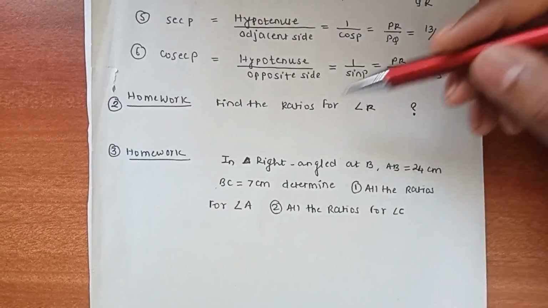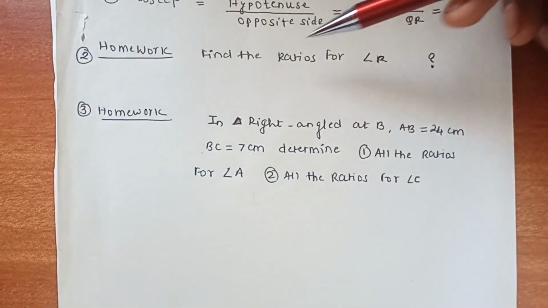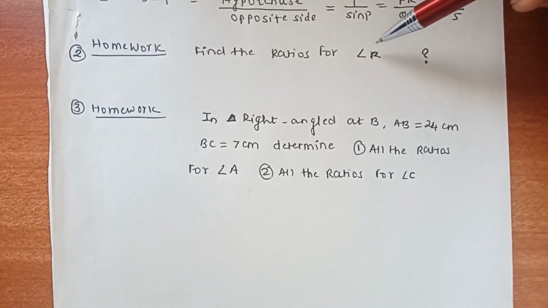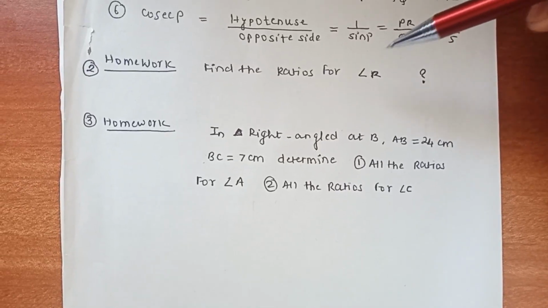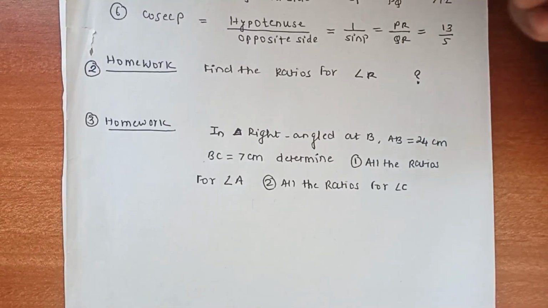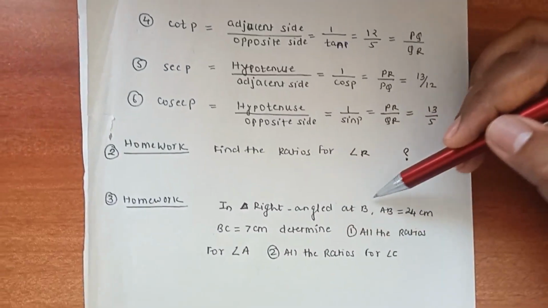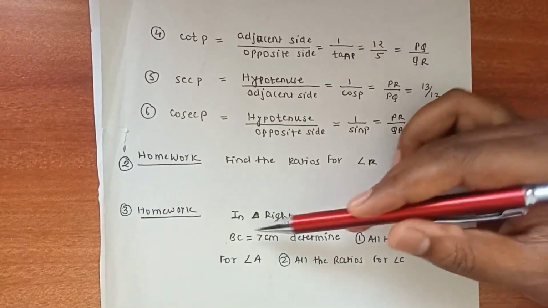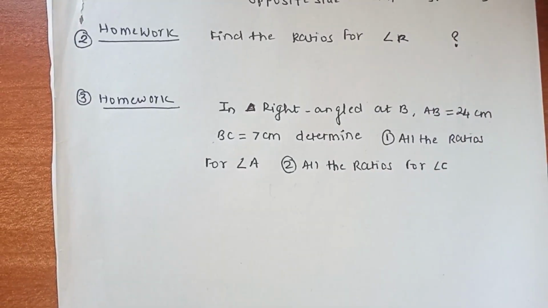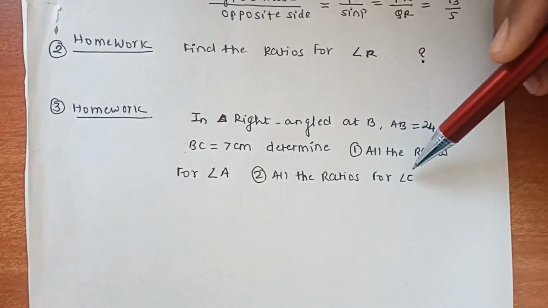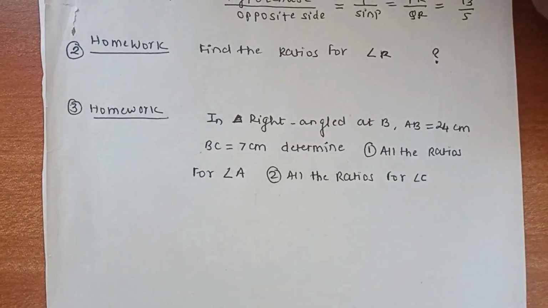Now to end this lecture, I will give the homework sums. In the last example, I explained all the ratios for angle P. You have to find all the ratios and their values for angle R. And another homework question I have given: a right angle triangle ABC, right angled at B. AB and BC are given. You have to find AC because it is not given, and you have to find all the 6 trigonometric ratios for angle A and angle C. So these are all the questions you have to solve. The next lecture we will post tomorrow.